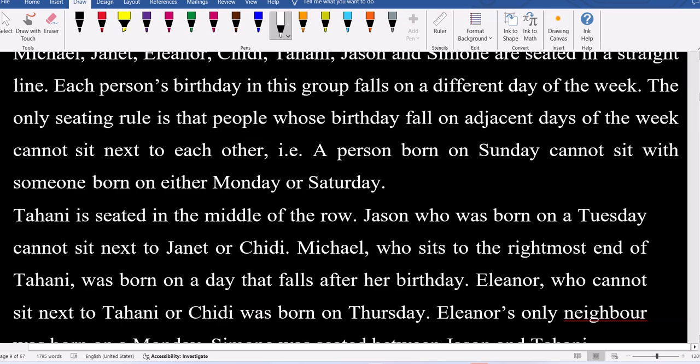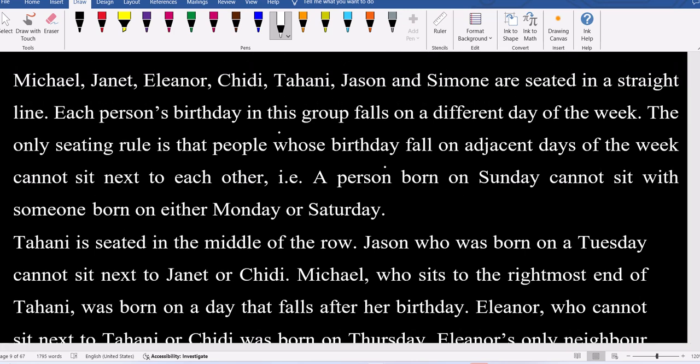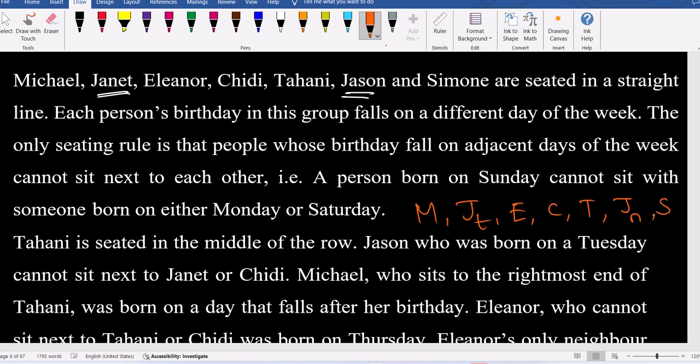Of the 7 people, Janet and Jason have similar names, so we have to be careful. I am taking Janet as JT. Eleanor, Chidi, Tahani, Jason, Simone, Michael. So these are the 7 people, and 7 days.